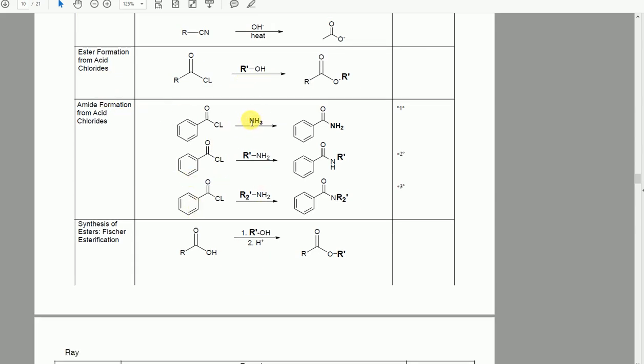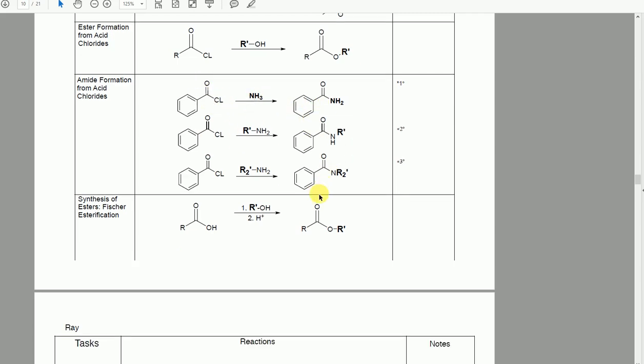So the same thing applies with any kind of amine. This amine right here has no R groups. This amine here has one R group. This one has two R groups. And so this forms a primary amide, secondary amide, tertiary amide. So this is just demonstrating that with an acid chloride, you can really form any kind of functional group.